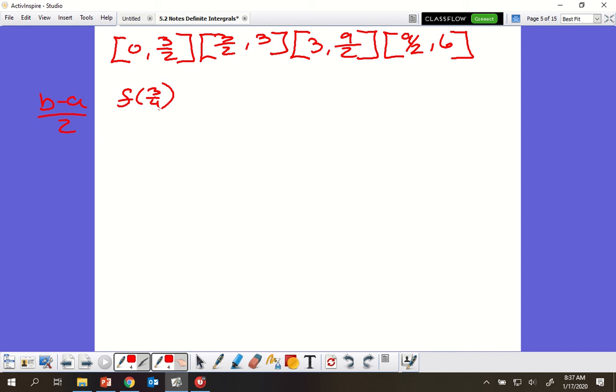You add them. Seeing if anyone's awake here. So my first interval is right. That's what I was hoping someone would point out. So it should be b plus a over 2. It worked for my first one because it was a 0.